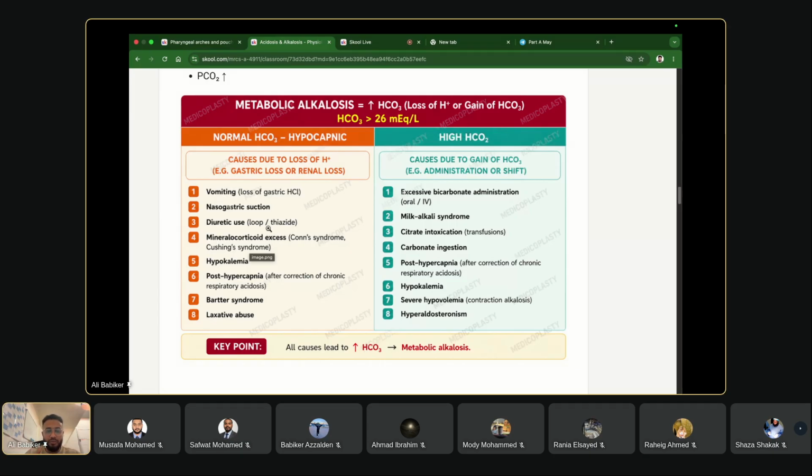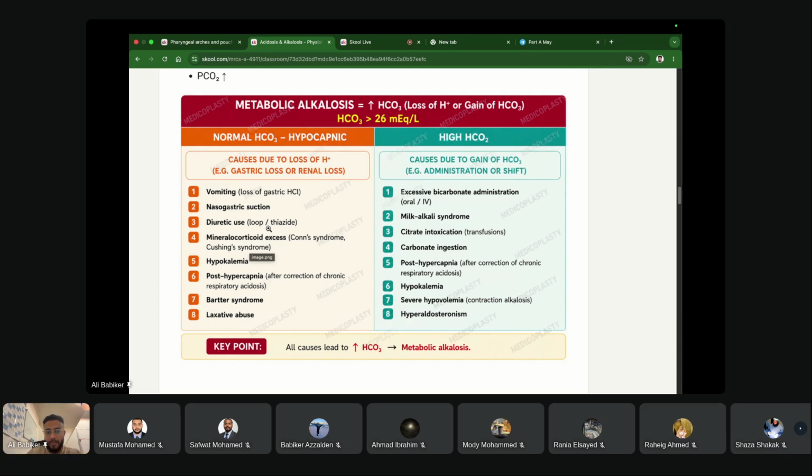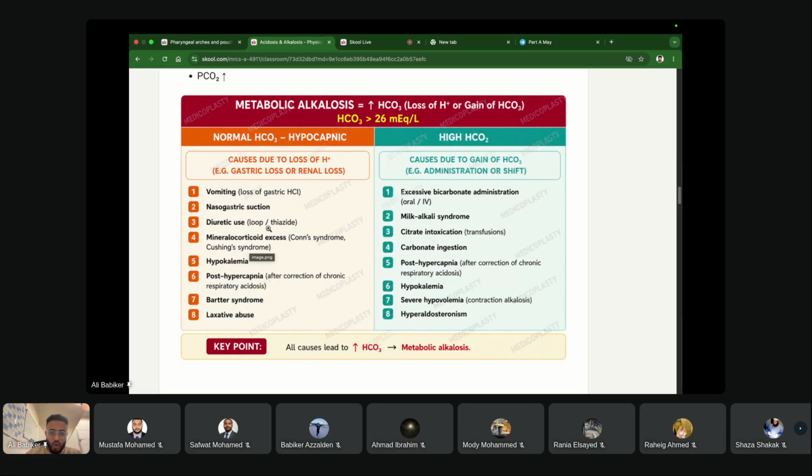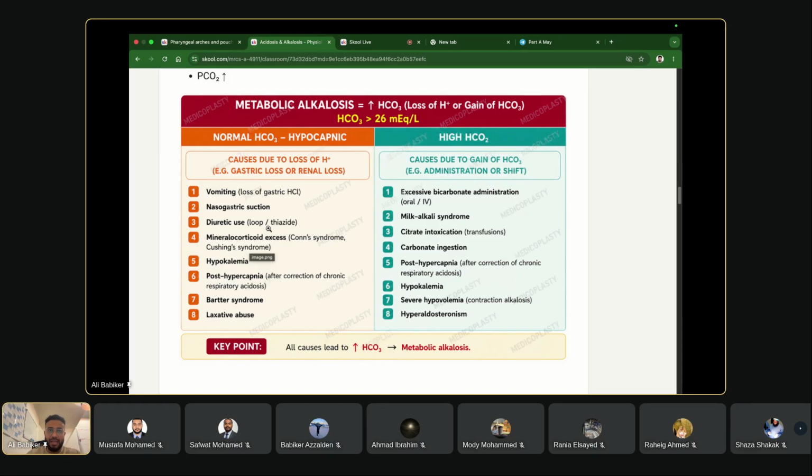So when you give someone furosemide and thiazide, be cautious that you don't take your patient to hypokalaemia, because your patient will lose the potassium. Okay? When your body loses the potassium, you lose K plus. Potassium is K plus, right?